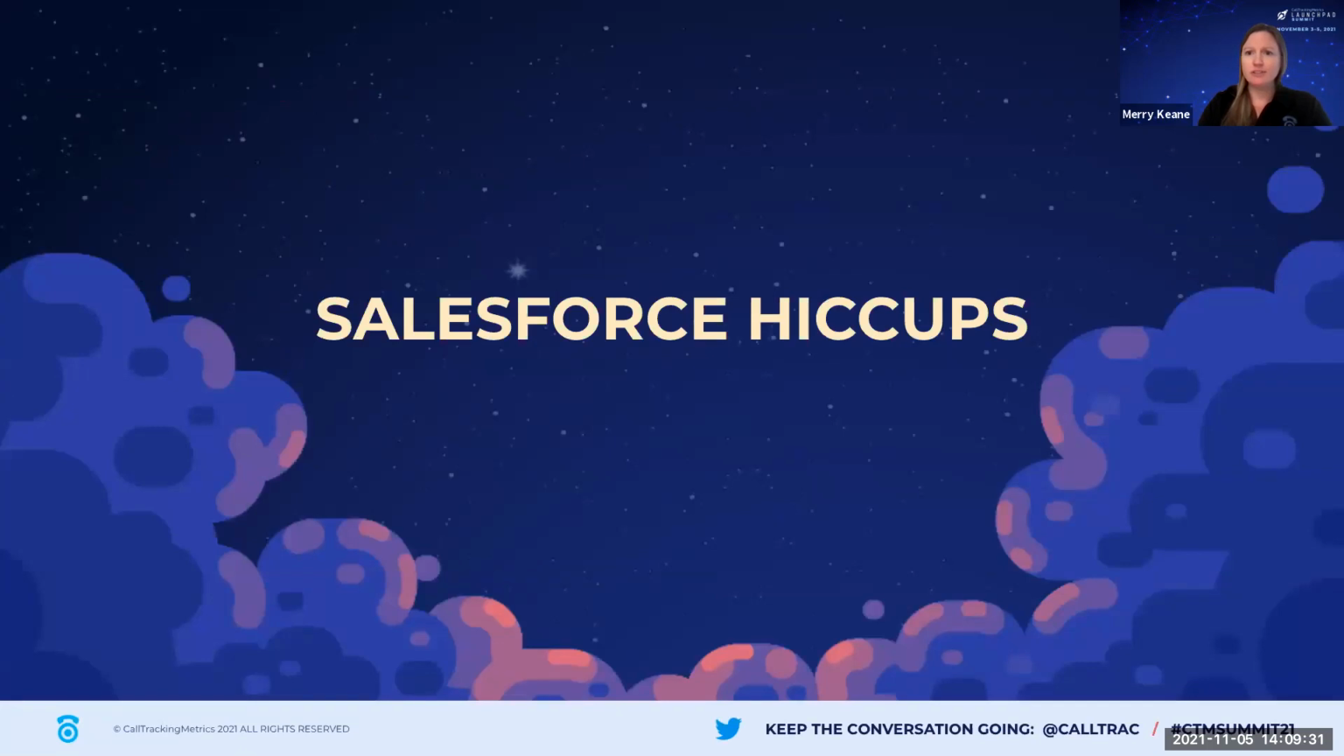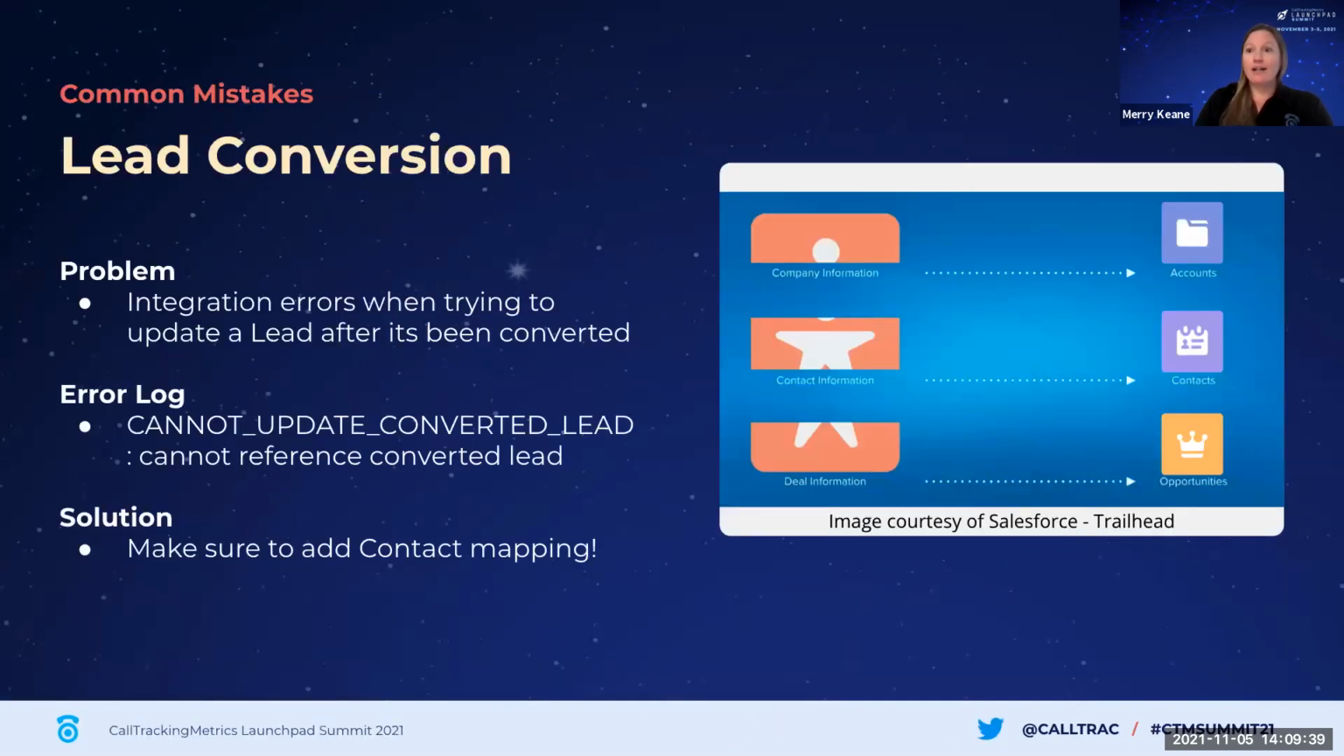So let's move on to some of the Salesforce specific issues that we frequently encounter. Lead conversion. Lead conversion can impact CTM's ability to update records. It's incredibly common to convert a lead to a contact during the course of a phone call. And if you ever see the error "cannot reference converted lead," this means that you don't have contact mapping set up. And luckily, this is a super easy fix. Just add contact mapping to your triggers.